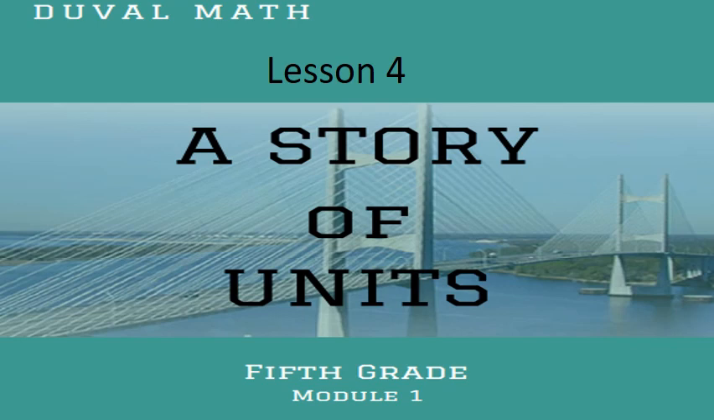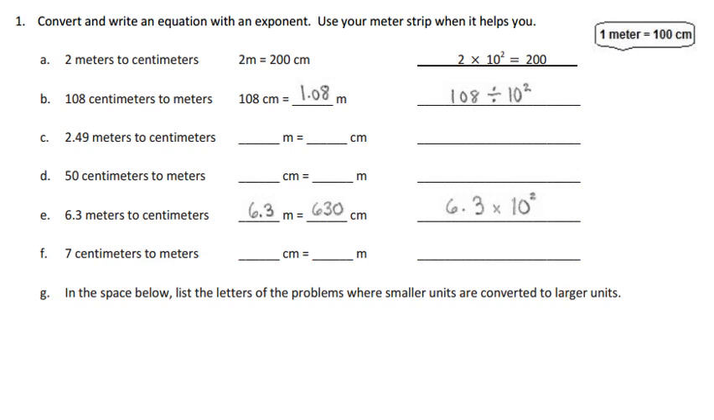Okay, today we're going to be doing Mod 1 Lesson 4, and we're going to use what we learned yesterday. In class we came up with a way to remember our metric units. The saying is, King Henry doesn't usually drink chocolate milk. And this one stands for kilo, which is 1,000.